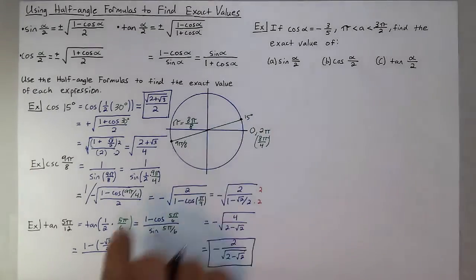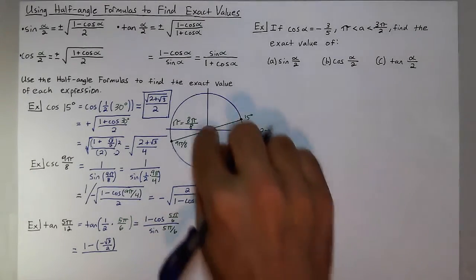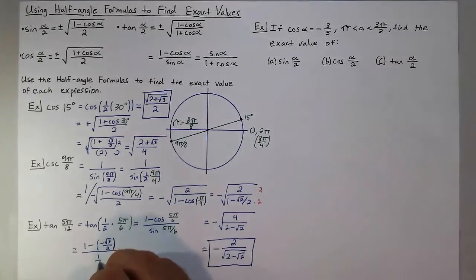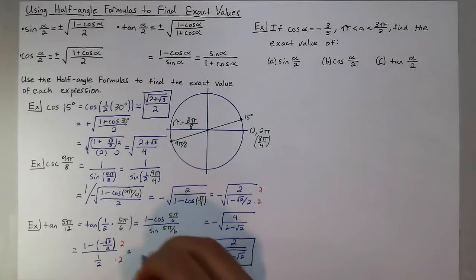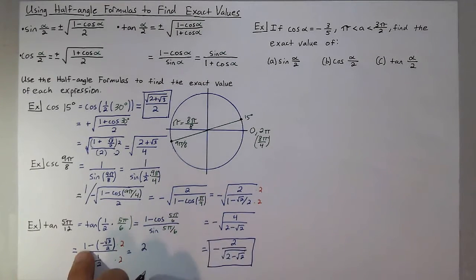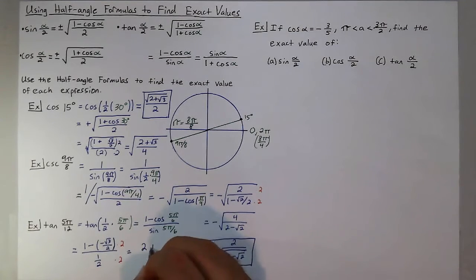And sine of 5 pi over 6 is that same spot, but 1 half. And again, if I want to simplify this complex fraction, I'll multiply the numerator and denominator by 2, which will give me 2 times 1. The 2's will cancel here, but it's minus a negative, so plus the square root of 3, all over 1. So there's my answer.